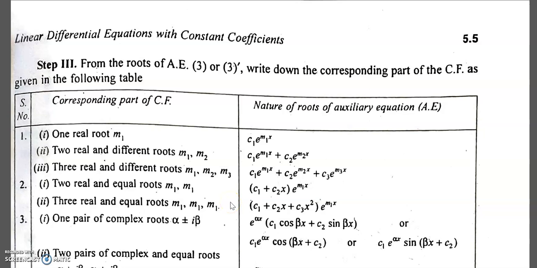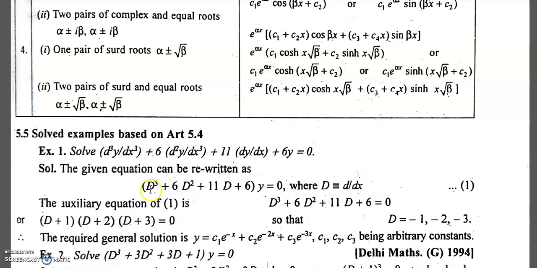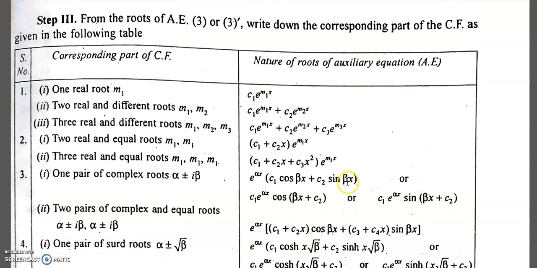Welcome students. In this lecture, I'll discuss the solution of the auxiliary equation of the form f(D)y = 0, okay, where D is the operator d/dx. As you know from your last lecture, we are discussing linear differential equations with constant coefficients, of order higher than 1.